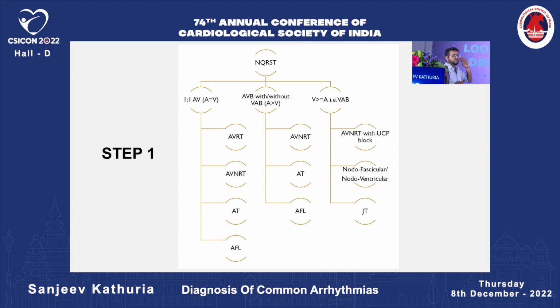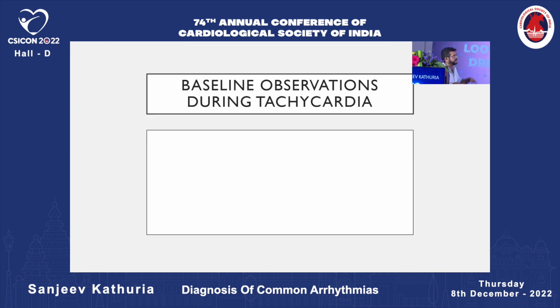Narrow complex tachycardia, 1:1 AV. You will have AVRT, AVNRT. So you can concentrate on this part of the chart. The other part is also important where you have an AV block with or without a VA block. Talk about AVNRT, because an AVNRT can exist with an AT or an atrial flutter. But the basic premise of today's lecture should be on the left side. Our basic areas to cover are AVNRT, AVRT.